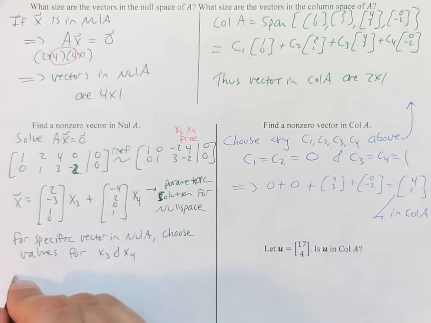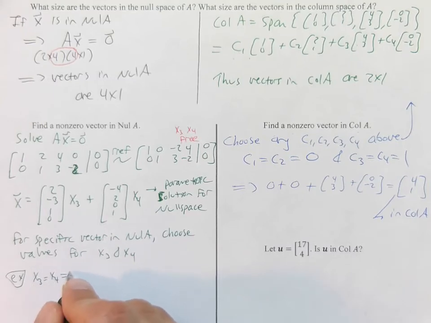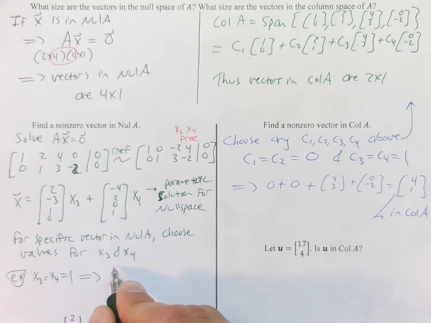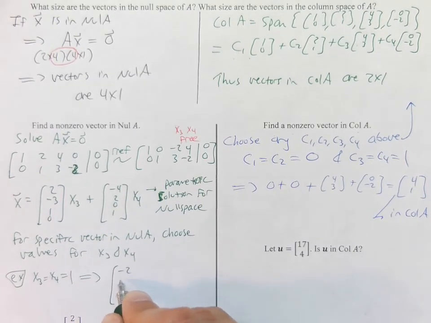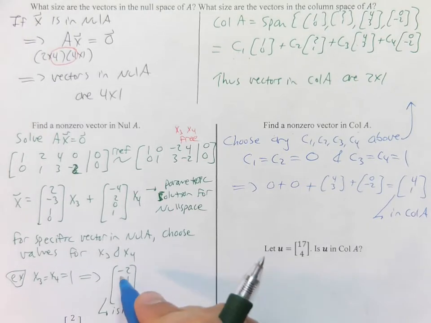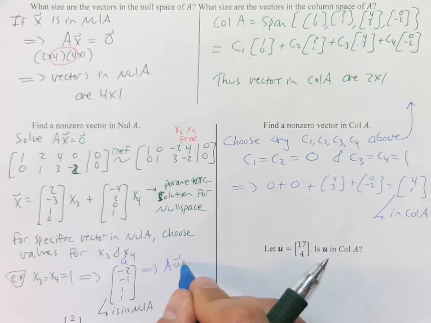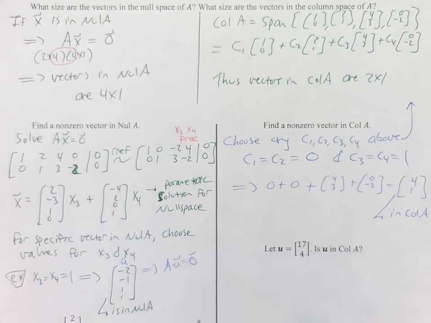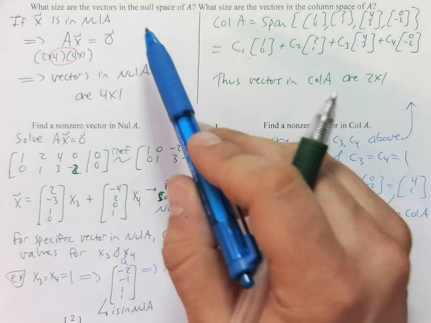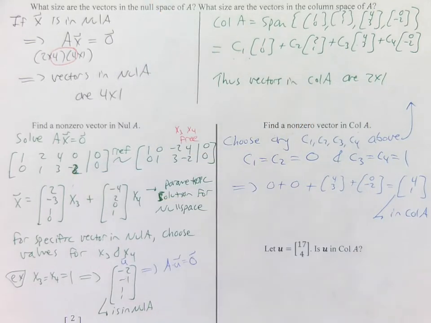For example, if we let x3 equal x4 equals 1, so we just add the two vectors together, then that's going to be in the null space. Then minus 2, minus 1, 1, 1 is in the null space. And the idea is if this is the vector u, let's call it, then A times u equals 0. And you can double check that. You could take this vector, multiply it by the original A, and you should get 0, 0.